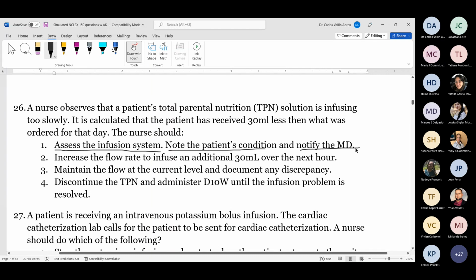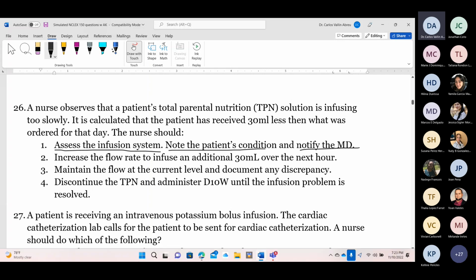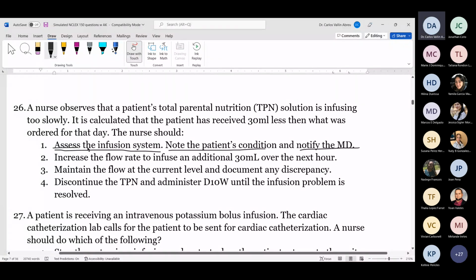Hypoglycemia. Correct. So you are good with the concept. Very good. The other options: you cannot speed up the rate to catch up because it's not allowed, it's not recommended, and it can produce the opposite, hyperglycemia and fluid volume excess. That's why it's totally incorrect.